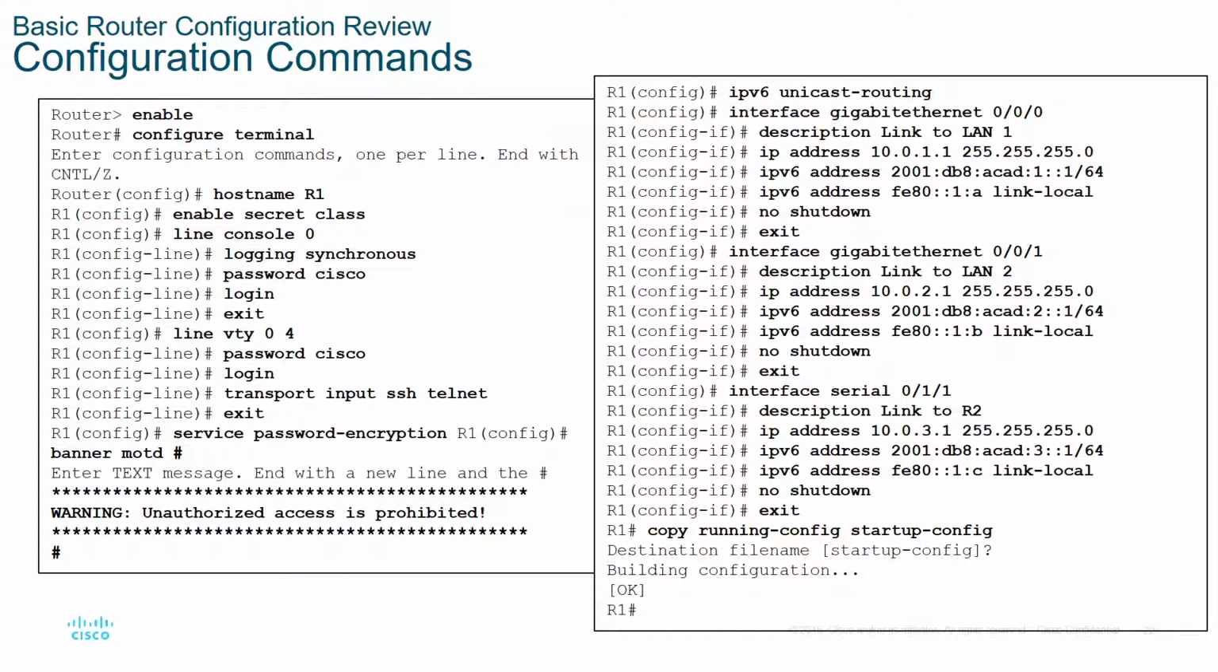examples for IPv6. So IPv6 unicast routing has been initiated, and the interfaces are being set up. GigabitEthernet 0/0/0: description, IP address for IP version 4, an IP address for version 6, and also a link-local address for IP version 6 on each interface. And then copying the running config to the startup config in order to save the settings.